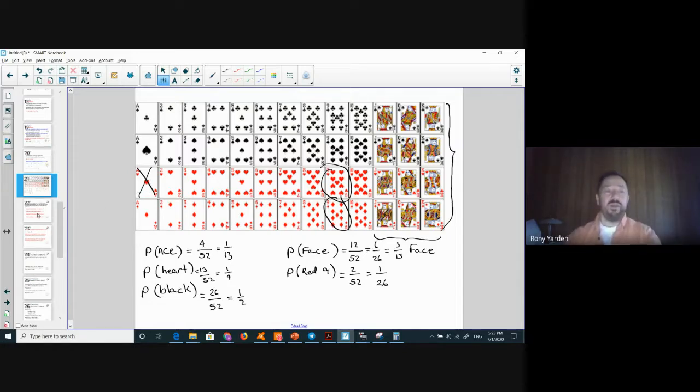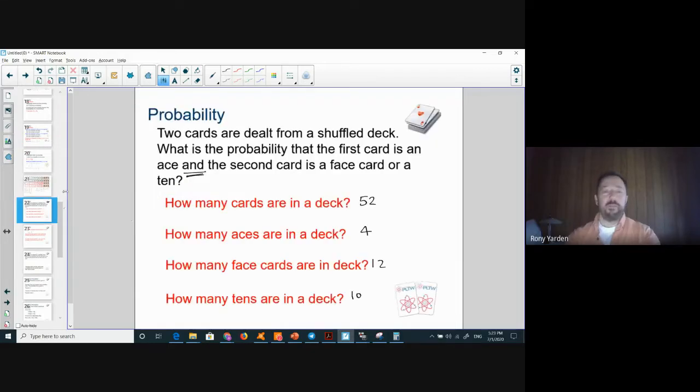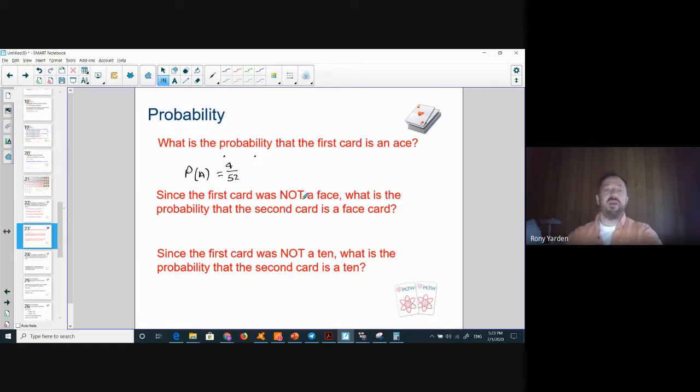So the second card to be a face card: now we have 12 face cards, but we only have 51 cards in the deck. So it's 12 out of 51. Now it's this or this, and this has to happen, this and this.